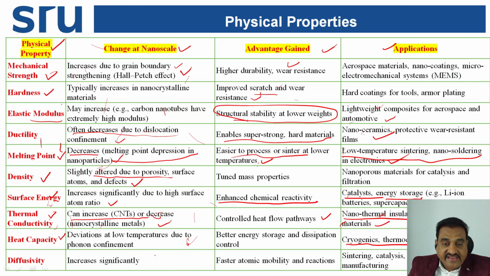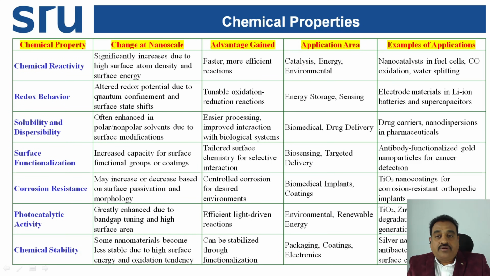Diffusivity increases significantly. Faster atomic mobility and reaction is the advantage of this physical property. The application is sintering, catalysis, nanoceramics, manufacturing. Coming to chemical properties.